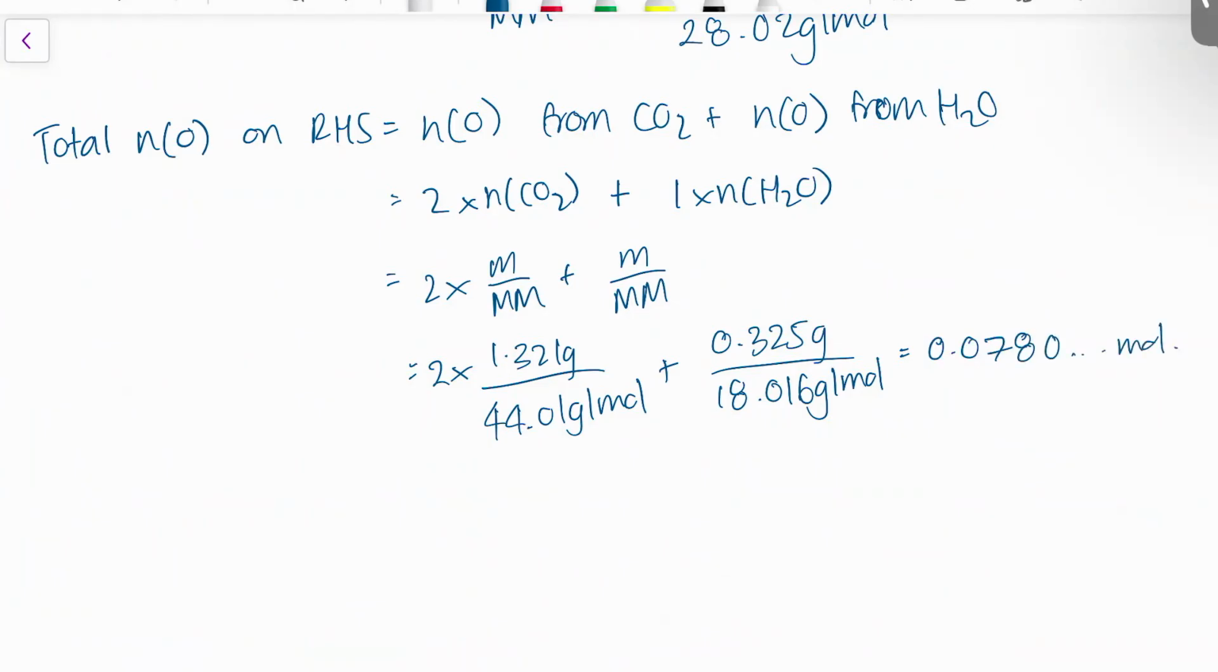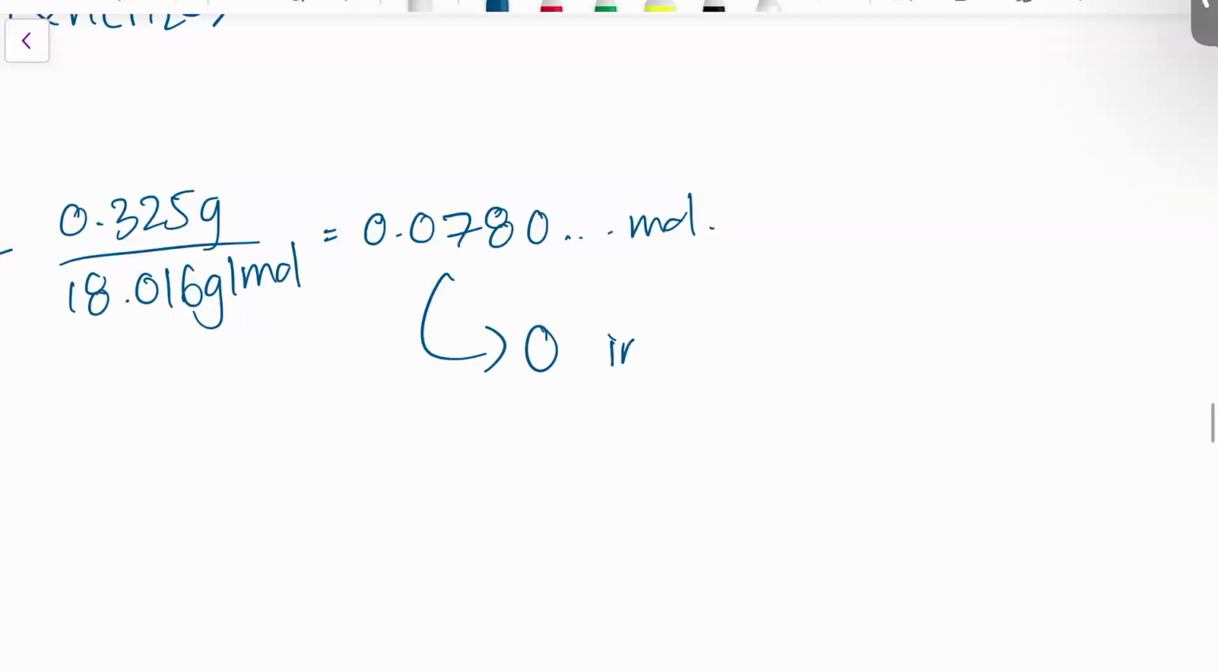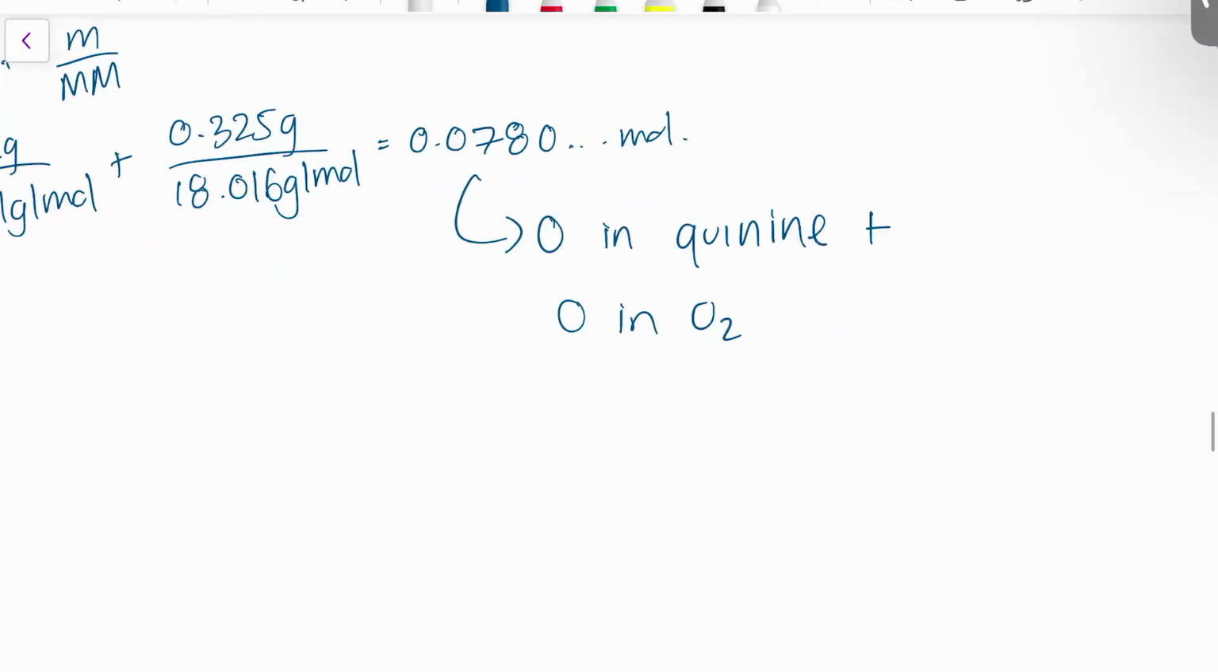Okay. And then normally it would just be the amount from quinine, except you identified that some of the oxygen on the left came from O2. So this number that you've got here is the oxygen in quinine plus the oxygen in O2, because on the left, it shows up in 2 spots. So let's make a note here just so that your notes are clear.